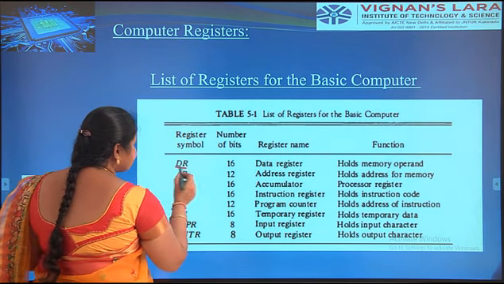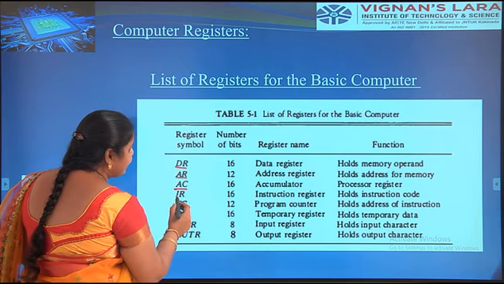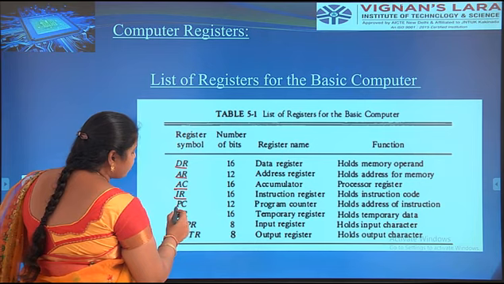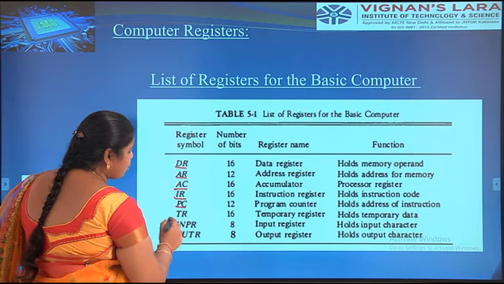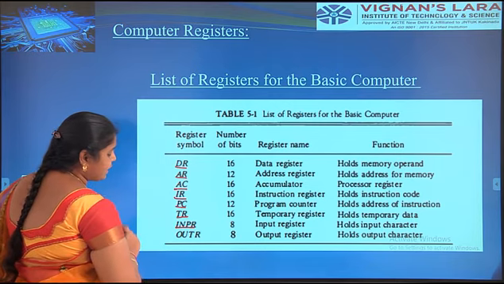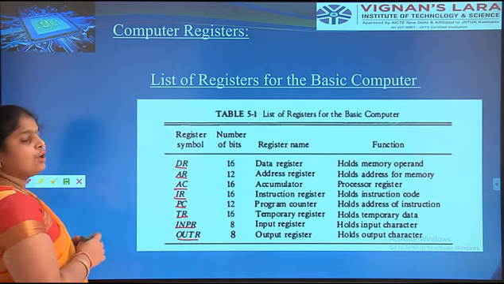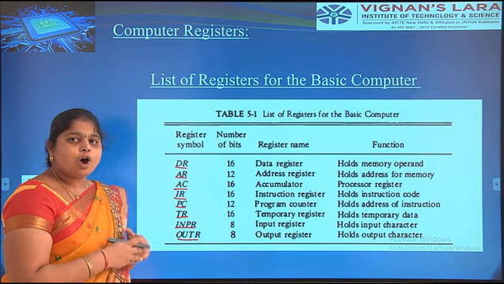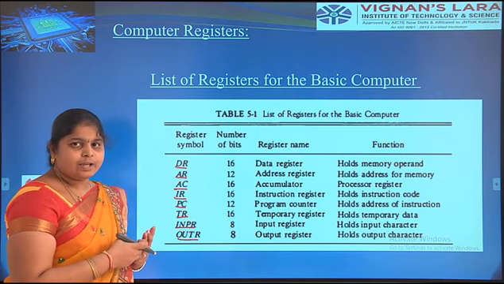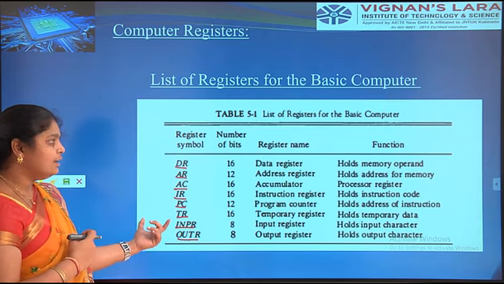This is the DR, which means data register. Next, address register, accumulator, instruction register, program counter, temporary register. INPR means input register. OUTR means output register. These are the registers used in the computer, and these contents are stored in the registers.